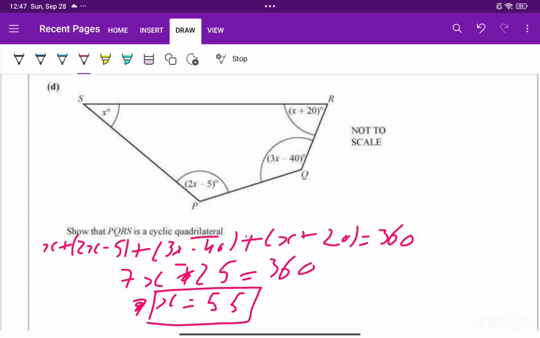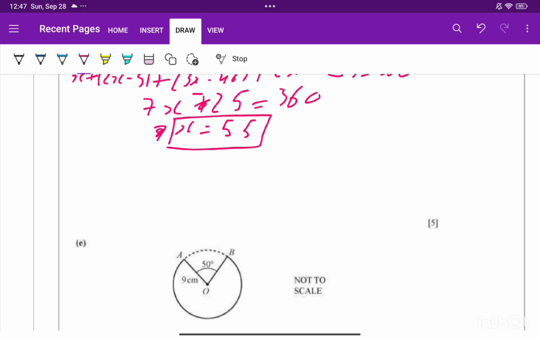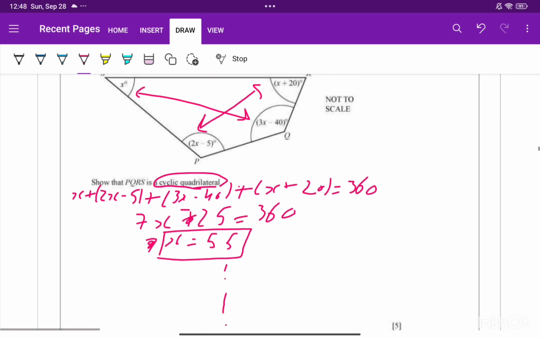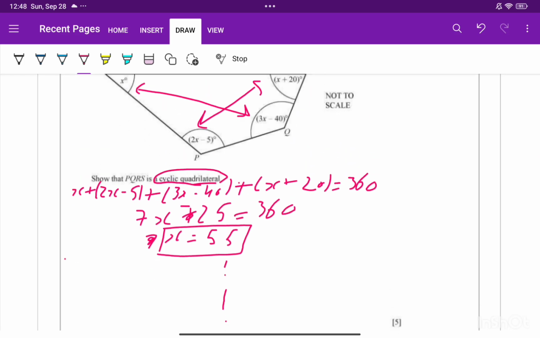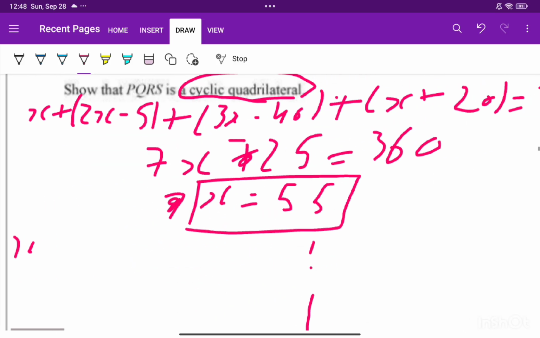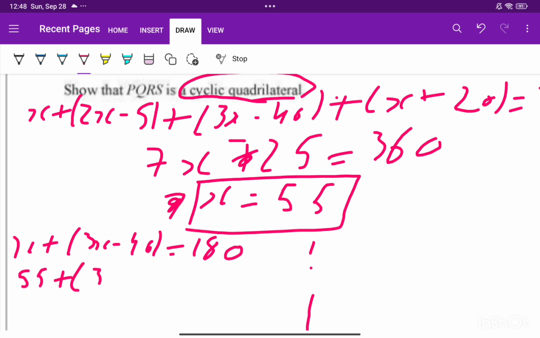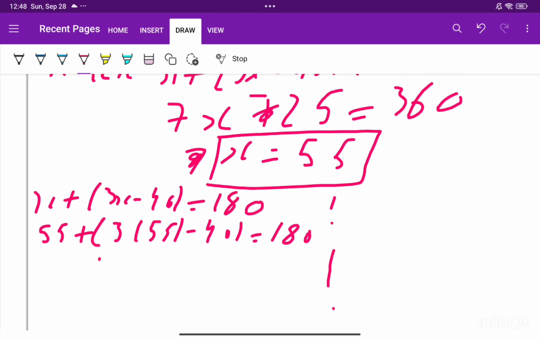So now we know that in a cyclic quadrilateral opposite angles add up to 180. So if we can prove that both pairs of opposite angles add up to 180, we have shown that PQRS is a cyclic quadrilateral. So x is 55, so x plus 3x minus 40 equals 180, and x is 55, so 55 plus 3 into 55 minus 40 equals 180. So the answer, let's use the calculator, will be 180 degrees.